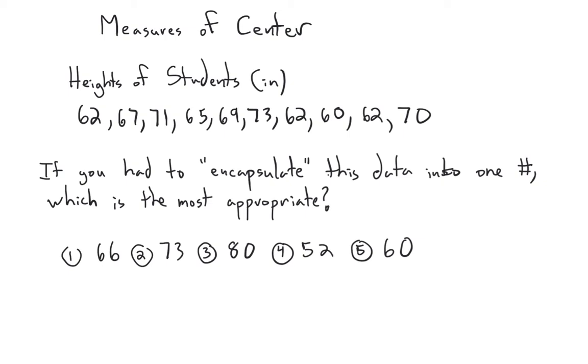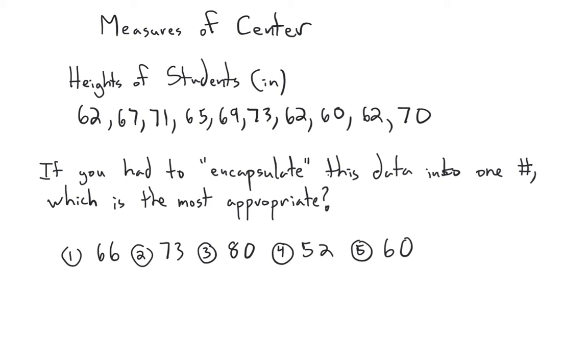Now, suppose we want to encapsulate this data into just one representative number. I've given you 5 choices. We're not going to work out anything in particular for these, but out of these 5 choices that I'm giving you, which one do you feel represents this data set the best? 66 inches, 73, 80, 52, or 60. So pause the video now, have a quick think, just how you feel about it, which one represents these numbers the best, and then we'll talk about it.